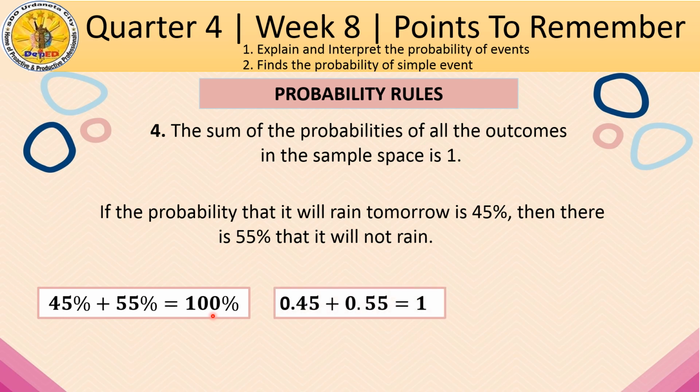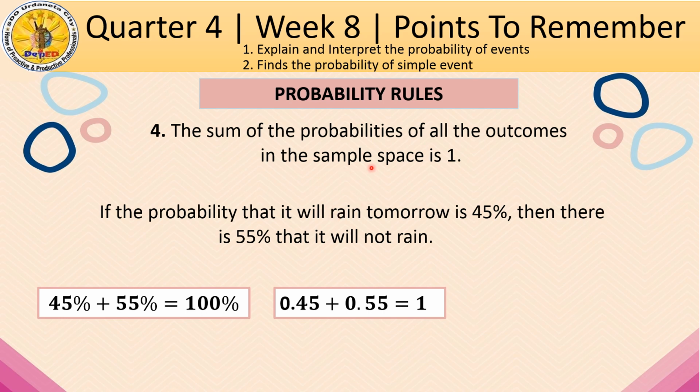Here's an example in decimal number. If the probability that it will rain tomorrow is 45%, and in terms of decimal number, it is 0.45, and the probability that it will not rain is 55%, and in terms of decimal number is 0.55, if we're going to add 0.45 to 0.55, then the sum is 1. So, the probability rule is proven.